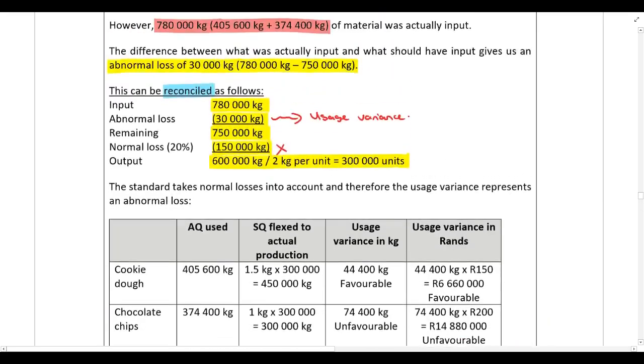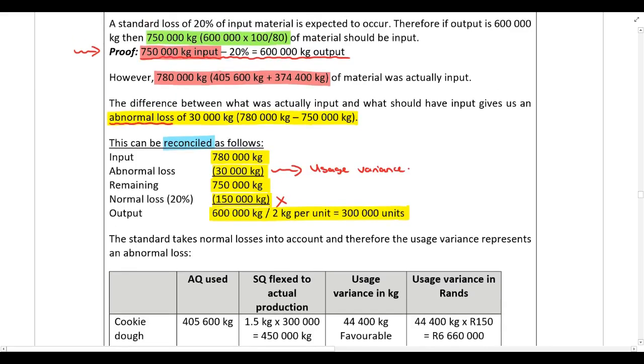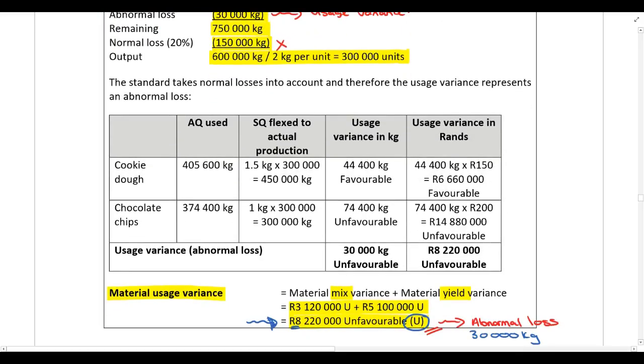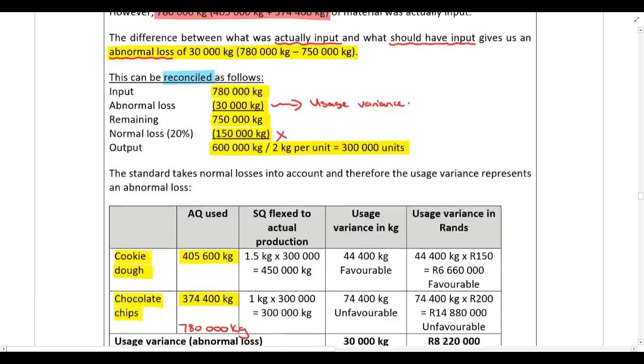So you'll remember we said above that the abnormal loss is the difference between what they actually input into the production process and what they should have input into the production process. So we are performing exactly the same calculation over here, but now we are just splitting the quantity between cookie dough and chocolate chips. So for cookie dough, they actually used 405,600 kilograms, and for chocolate chips, they actually used 374,400 kilograms. So the total over there comes back to the same 780,000 kilograms. Okay, we are just splitting this between the two products.